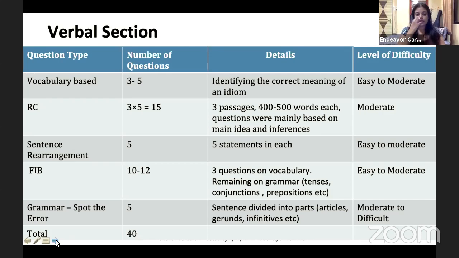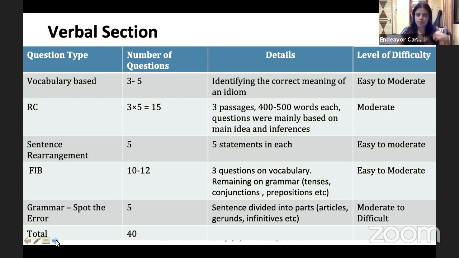Then coming to RCs. Now there were 3 RCs as usual. In previous year papers also, we have seen that there have been 3 RCs with 5 questions each. The same pattern was followed this year. Every RC was somewhere between 450 to 500 words, right? The types of questions that were seen in the RCs were mainly inference-based questions and main idea-based questions.